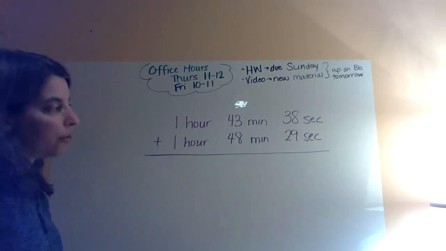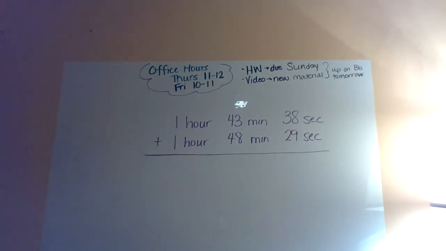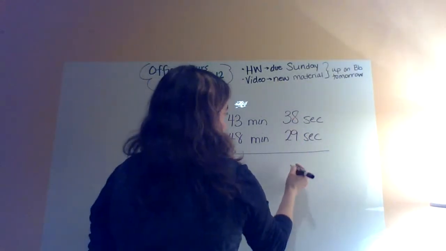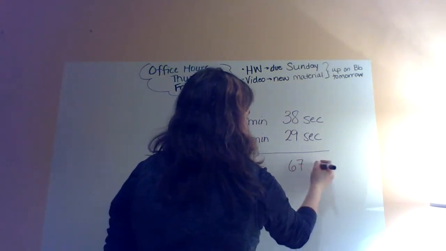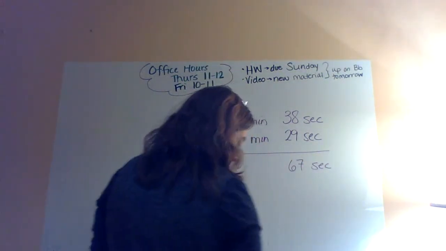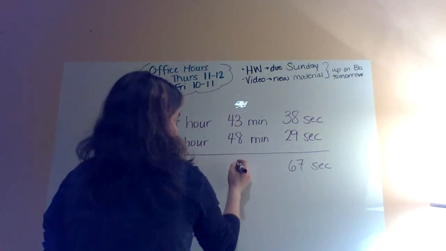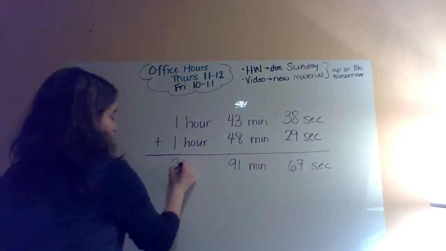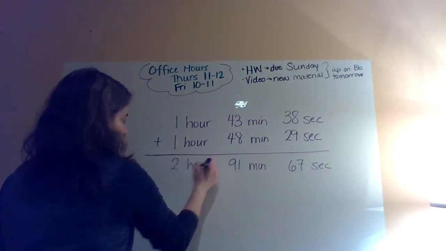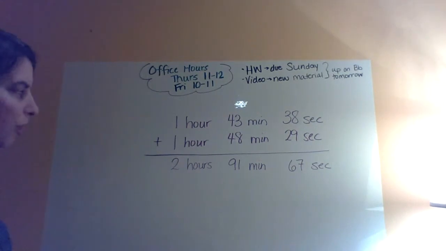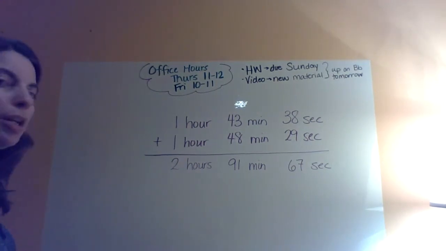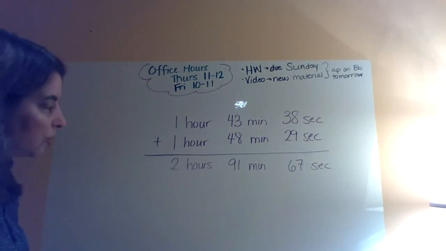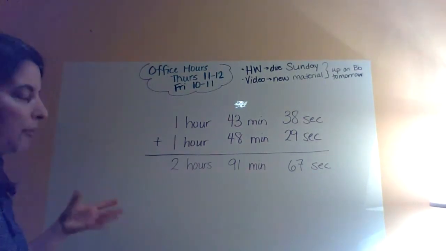Okay, so hopefully you paused the video, you're back now with an answer. So if we go ahead and we add each of these, if I add 38 and 29, I'm going to get 67 seconds. And if I add 43 and 48, I'm going to get 91 minutes. And if I add an hour and an hour, I get 2 hours. So she ran for 2 hours, 91 minutes, and 67 seconds, which technically is not wrong. Okay, that is how long she ran for. But hopefully you see something that's a little weird, right?